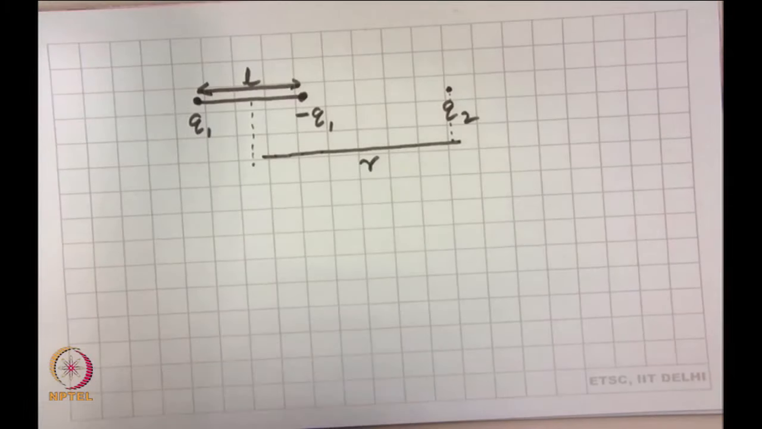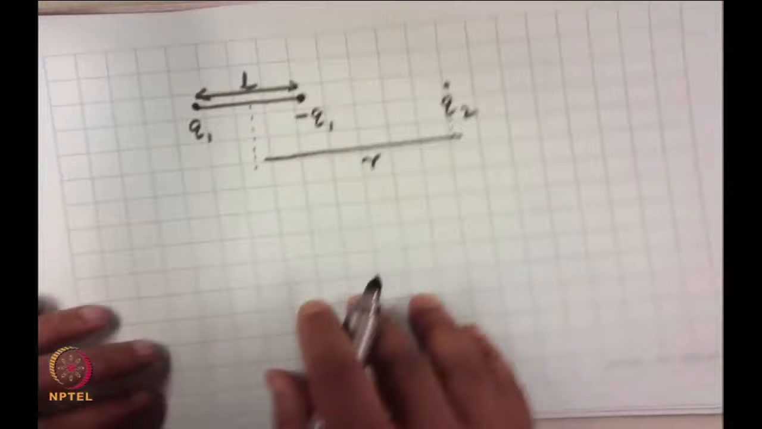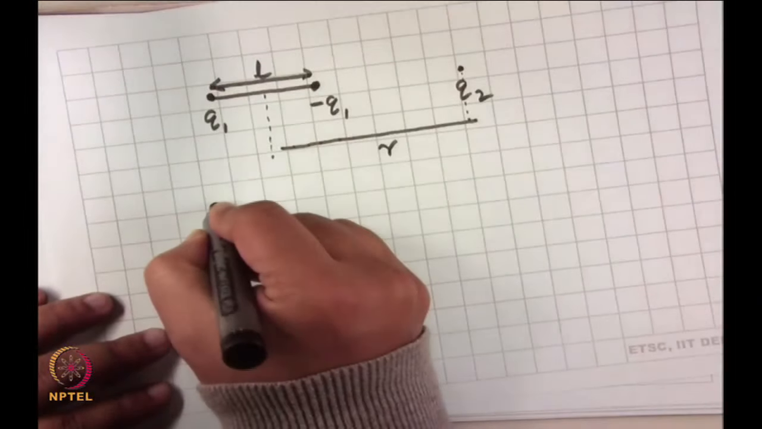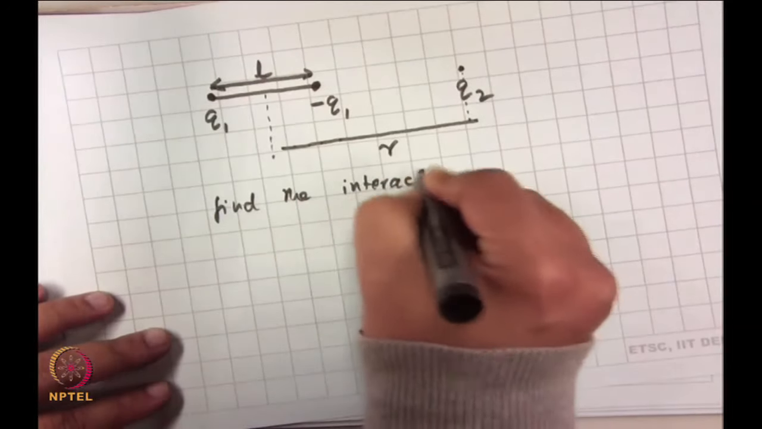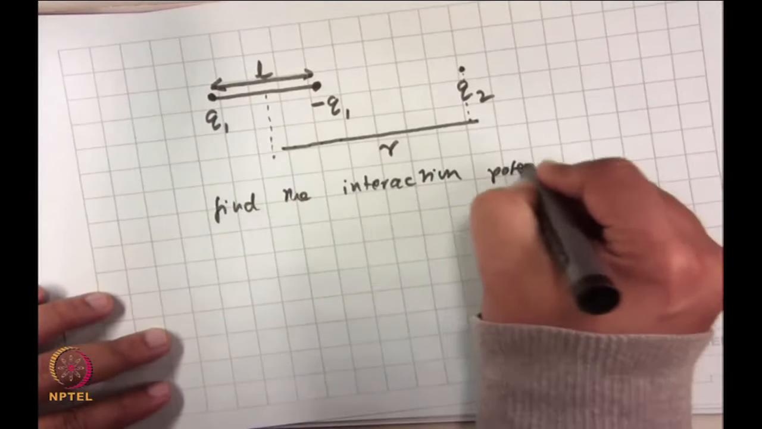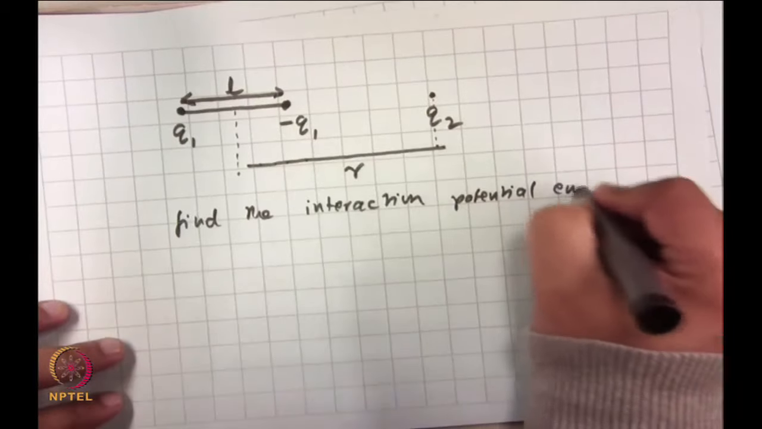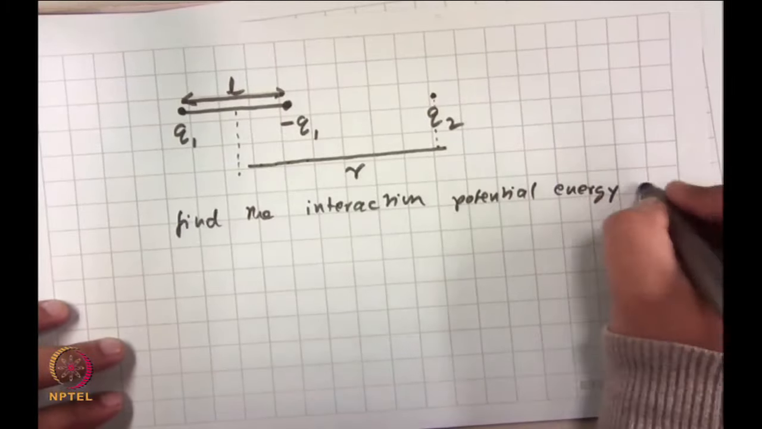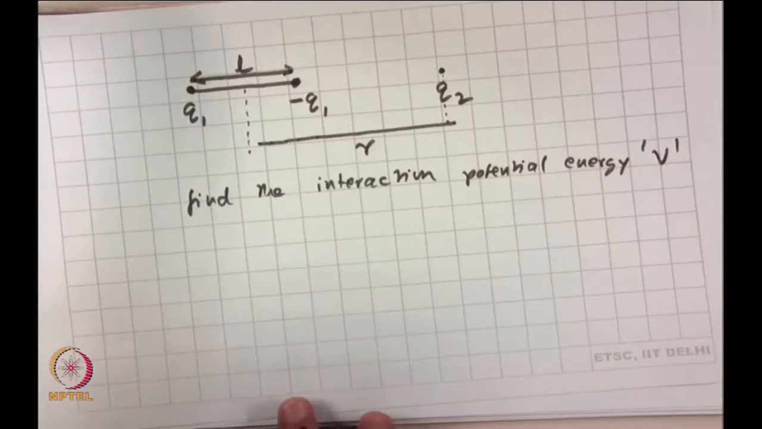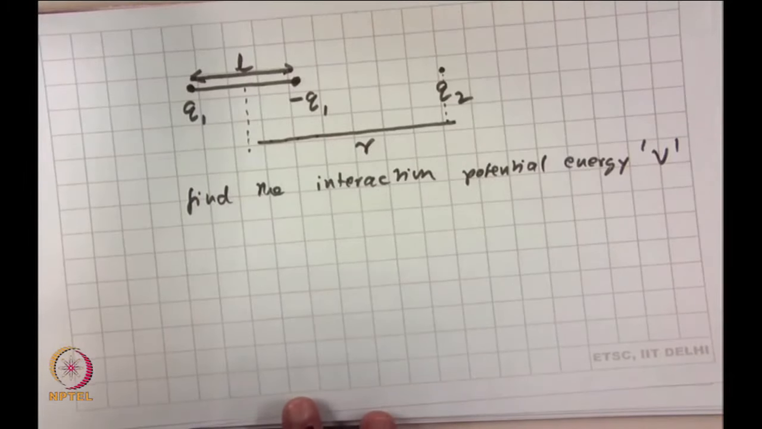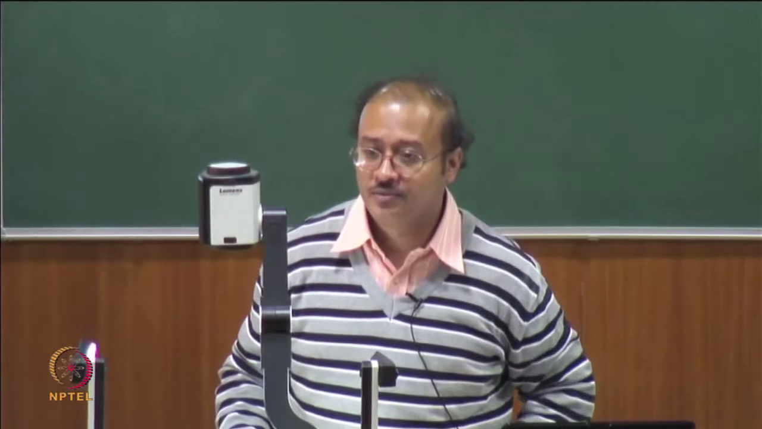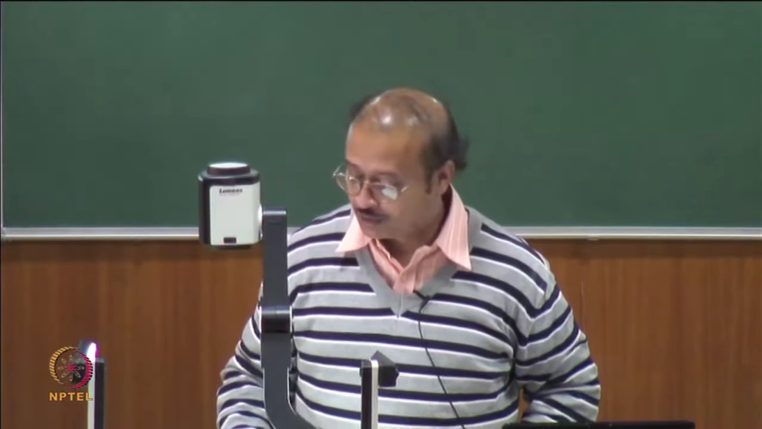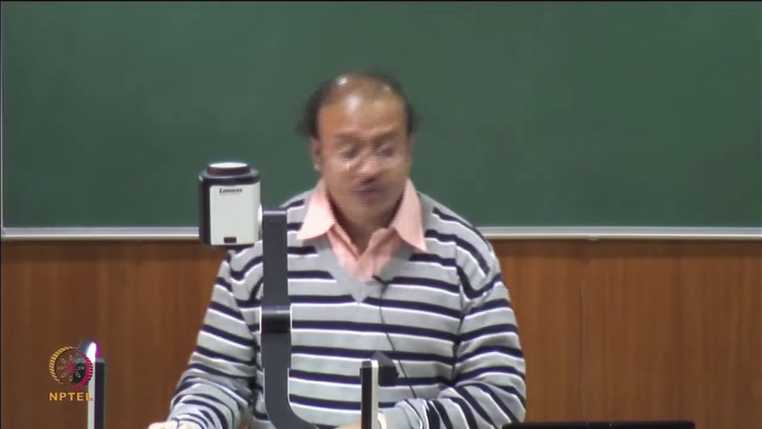Now, our idea is to find the interaction potential energy V. It is the same as u of r, it is the interaction potential energy V. I am just changing it to V because the dipole moment has a mu symbol, and I try to avoid confusion between the symbols, because u is very close to mu. So, this is what I have to find.